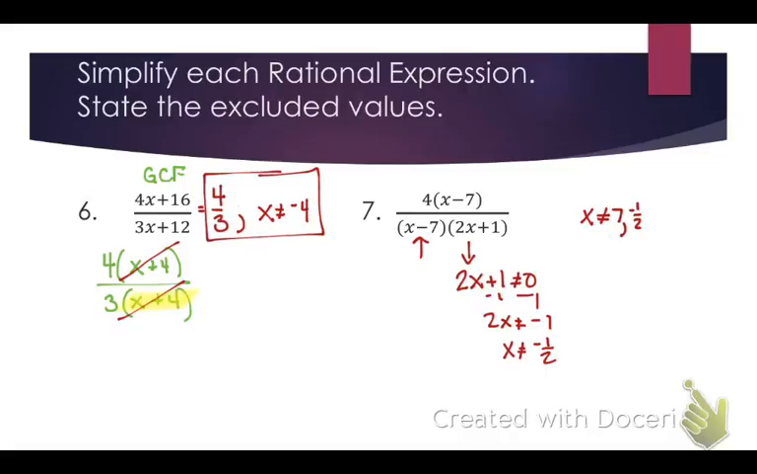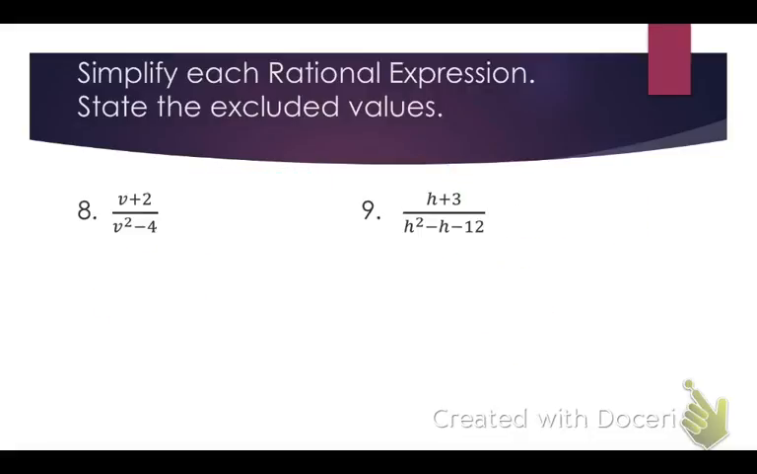Now, what does it simplify to? Well, the x minus 7 divided by x minus 7 would be 1. So in the top, I have 4 times 1 is 4 over 2x plus 1 is what it reduces to as a fraction. And it has 2 restrictions.